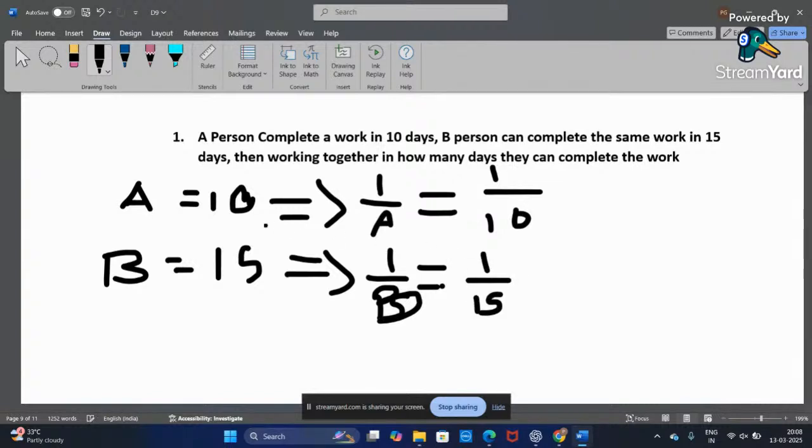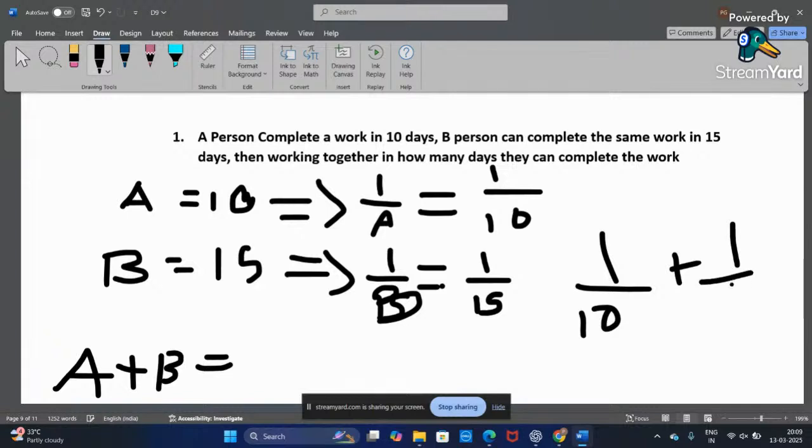What is the question given here? A person completes a work in 10 days, B person can complete the same work in 15 days. Then working together, in how many days can they complete the work? So if these two persons work together, how many days are required to complete the same work? Together means we need to add. Now it is in the form of 1 by A plus 1 by B. Let us write directly 1 by 10 plus 1 by 15.